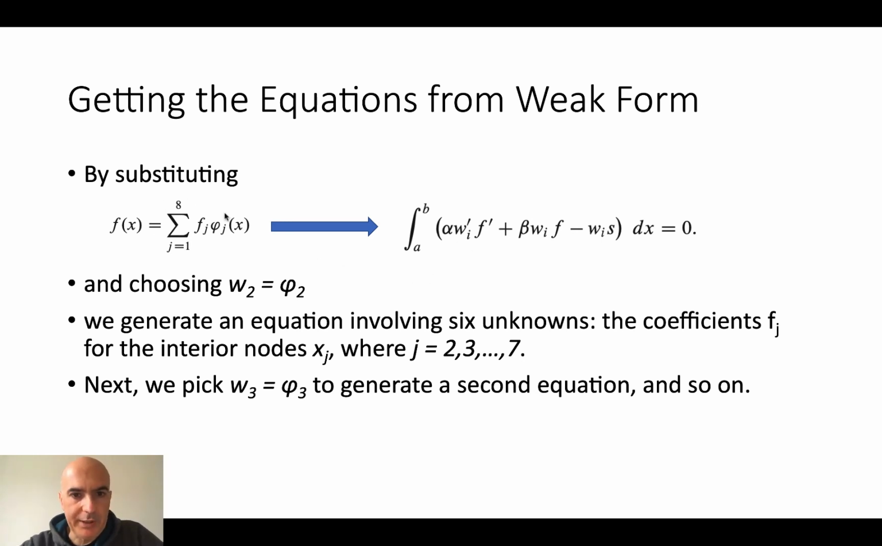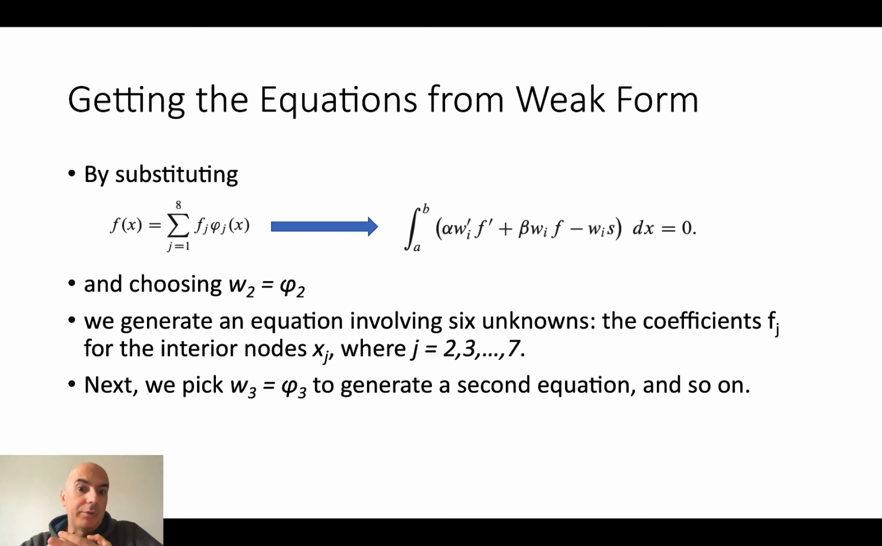Because of this expression here, when we substitute, we generate an equation involving 6 unknowns: the coefficients fj for the interior nodes xj, where j are the indices in the inner part of our domain. So we do this replacement, and we put phi2, and then we will have an expression with six terms. This will constitute one of the equations that we want to solve. However, we have 6 unknowns, so we will need 6 equations.